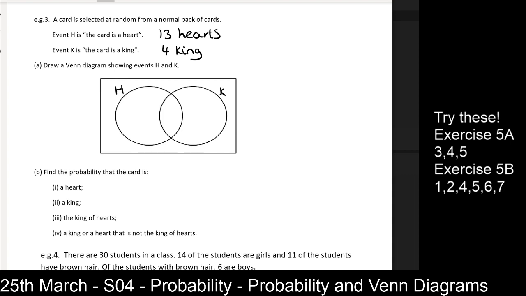Now I know there's 13 hearts in the pack, so that whole circle, each of the two sections, have to add up to 13. And the circle for K, for the kings, all of the circle has to add up to 4.